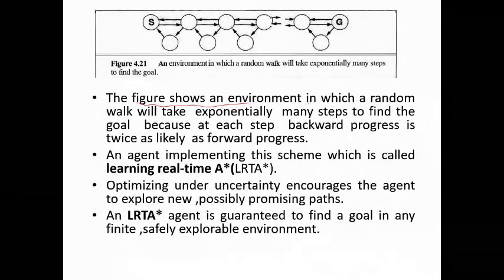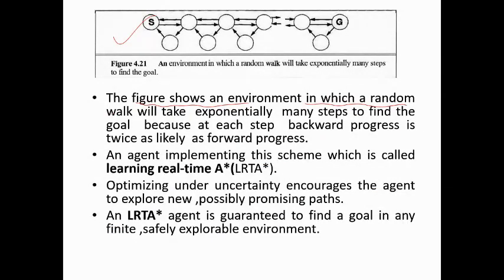The figure here shows the environment in which a random walk will take place exponentially. Let's say it starts from here, it will move to this state, maybe return back here and come again here, and then start again and go to the next one. So the random walk is a lengthy process, but it takes each and every record. Finally, it will find the goal, but it will take a very long time, because at each step backward progress is mapped twice. That's why it is very time-consuming, as likely as forward progress.